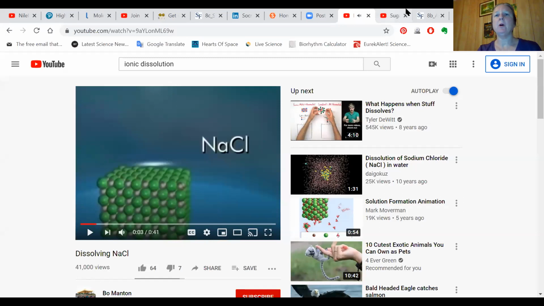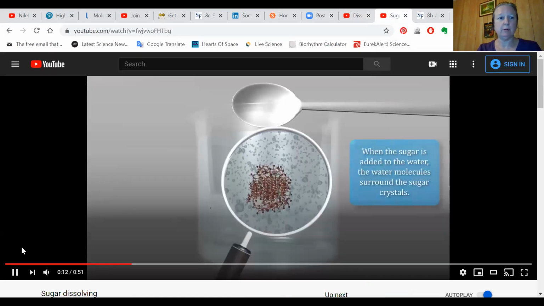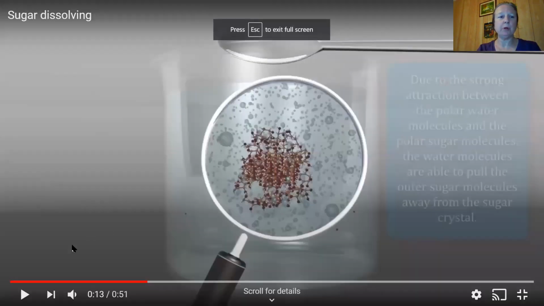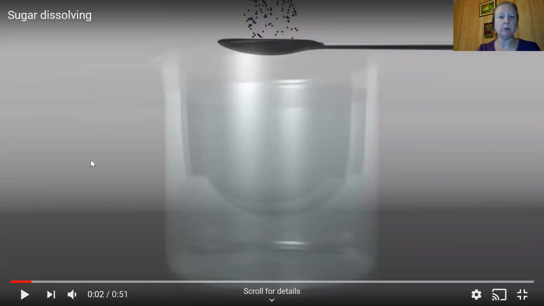Okay, so notice that that was pulling away the individual ions, and the more you pull it away, the more are exposed further in, until ultimately all the ions are separated from the crystal and surrounded by water. Whereas this is the sugar. And notice when in this one, the sugar molecules are separated, but they still are retained as individual molecules. They are not separated into constituent parts and pieces.